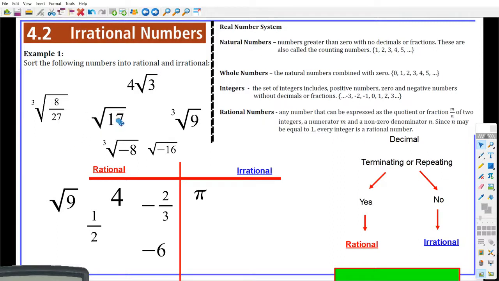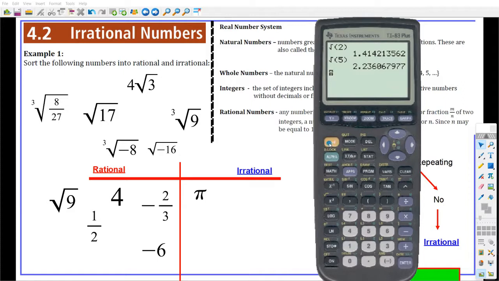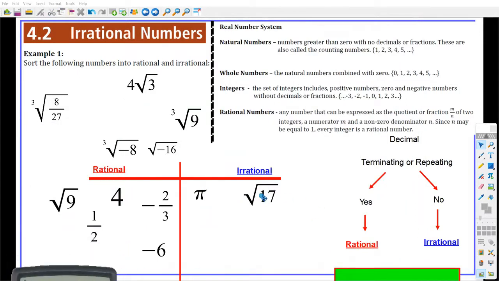All right, square root of 17. Square root of 17 is not a perfect square. 17 is not a perfect square, so the square root of that is actually going to be a non-repeating, non-terminating decimal number. Now our calculator doesn't go on forever and ever, but when we look at these first 1, 2, 3, 4, 5, 6, 7, 8, 9 digits, we see there's no pattern there. And we can think about that in general as if we're taking the square root of any non-perfect square, it's going to be irrational.